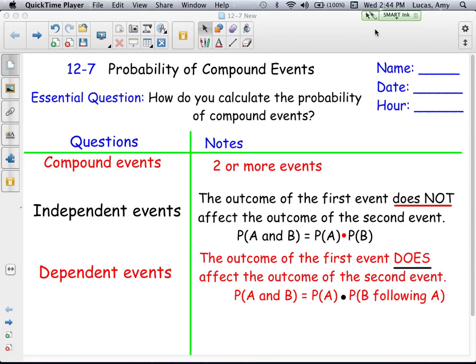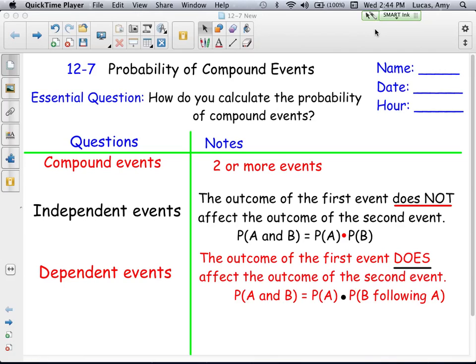We worked in chapter 5 with compound inequalities, and that was when we had two or more inequalities. So compound means two or more. Independent events, what that means is that the outcome of the first event does not affect the outcome of the second event. So you can think of the two events as being independent from one another.